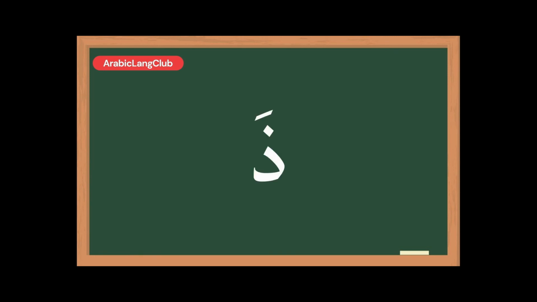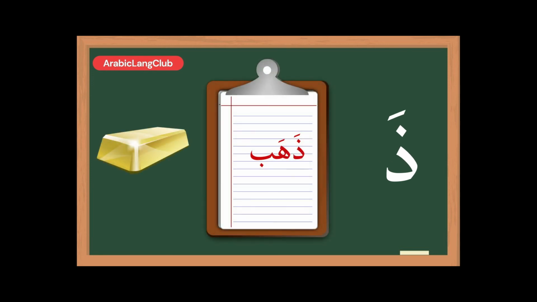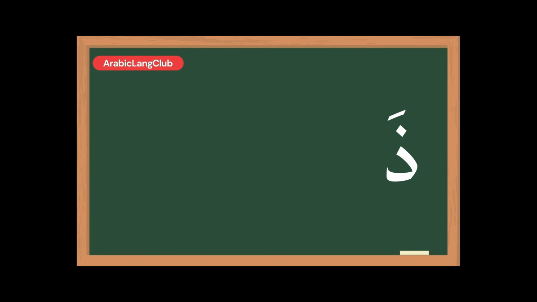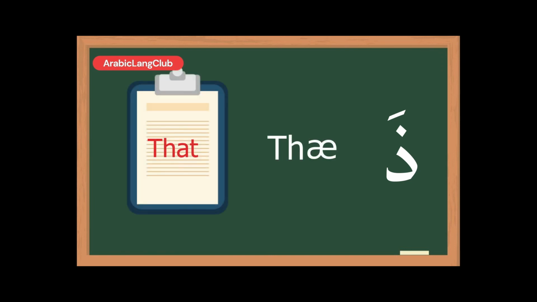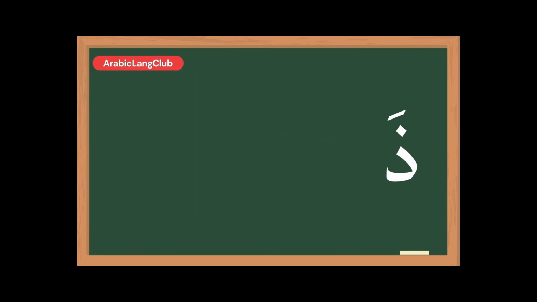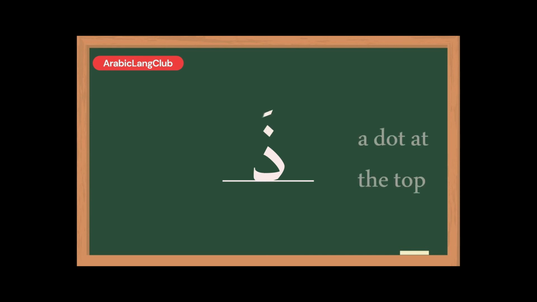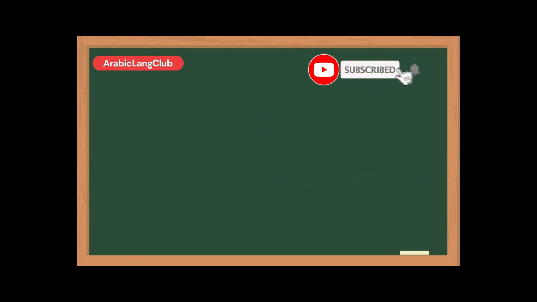Dha. Like the word dhahab. Dhahab. The sound is like letters TH in the word that. To write it down, it's exactly like da. Make a little curvy line, pulling down, a little curvy across to the left. Well done everybody. Wonderful writing today.